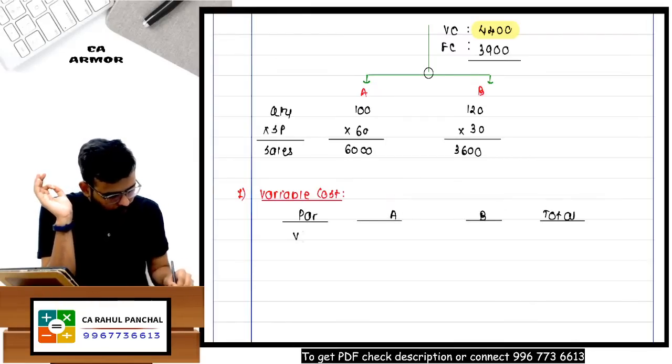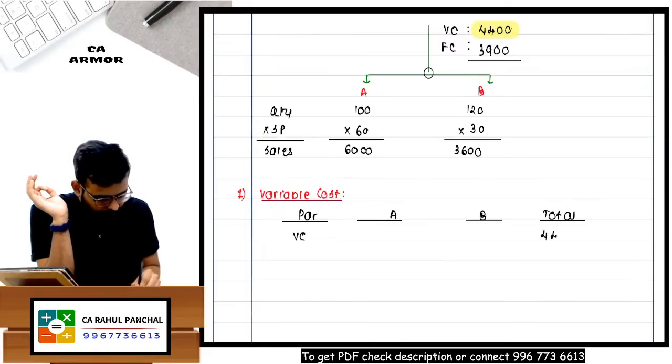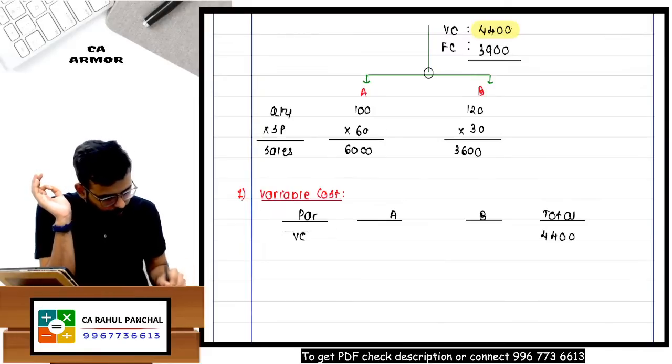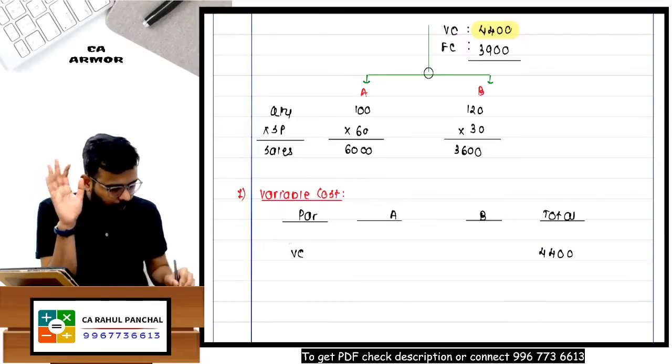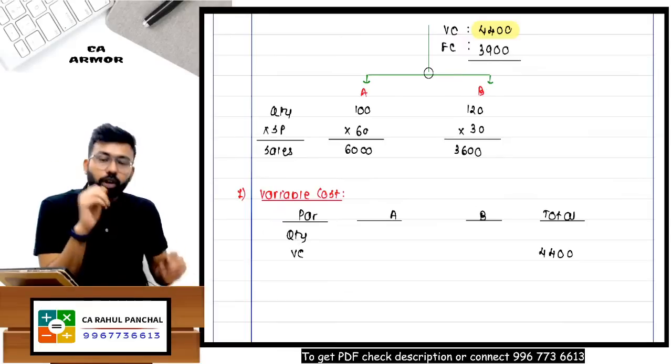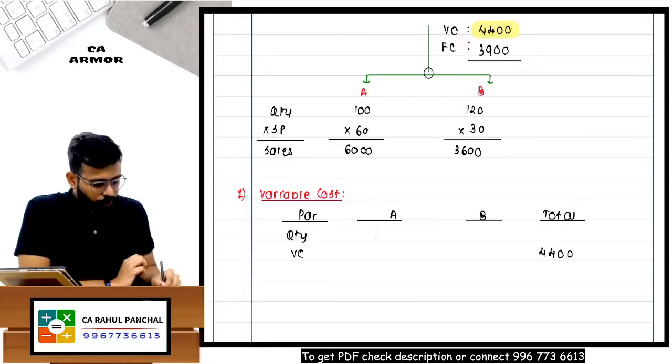So what is my total variable cost? 4,400. I have to divide this. But sir, that will be divided on what ratio? So you need to understand, sir, that will be divided based on quantity ratio, because variable cost is dependent upon quantity. So sir, there are 100 units. Sir, there are 120 units.